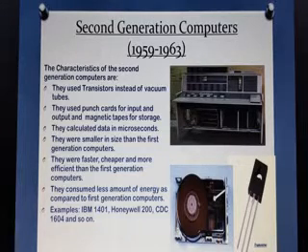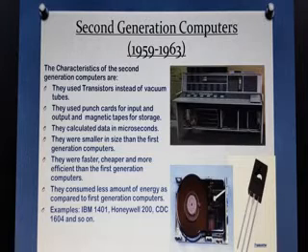Now the next characteristic is that the second generation computers were faster, cheaper and more efficient than the first generation of computers. The first generation computer was also fast, but this is faster than that, and cheaper, meaning it is less expensive than that, and even more efficient, it can give better work output.